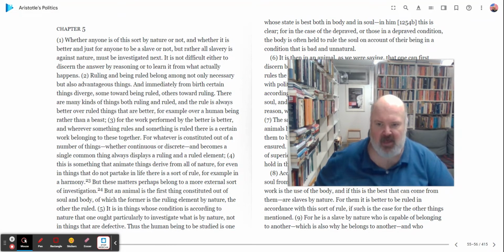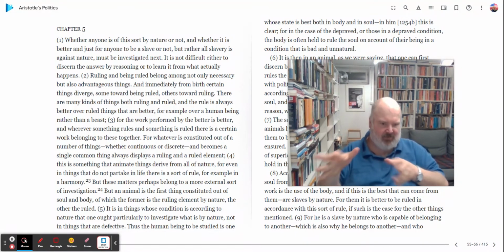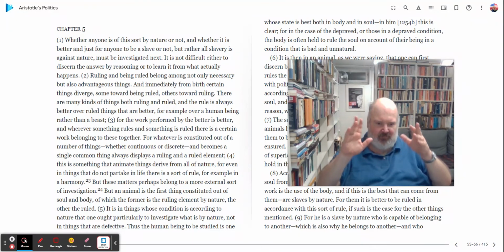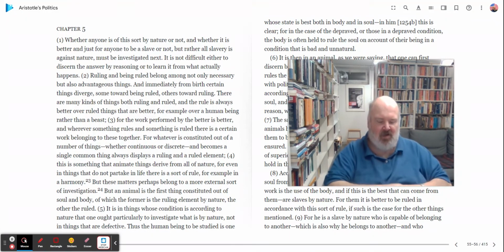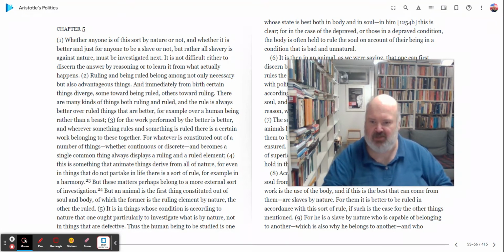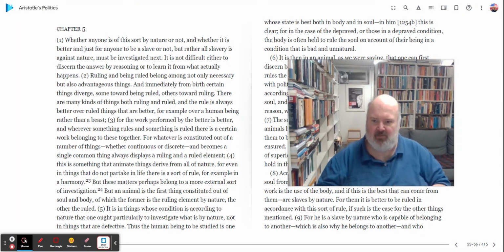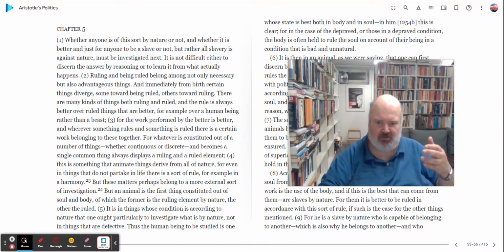And immediately from birth, certain things diverge, some towards being ruled and others towards ruling. This is also tied to animals. So the question of who rules is both a question of necessity and a question of advantage. He seems to argue that immediately from birth, an animal or an entity has a divide: some towards being ruled and others towards ruling.